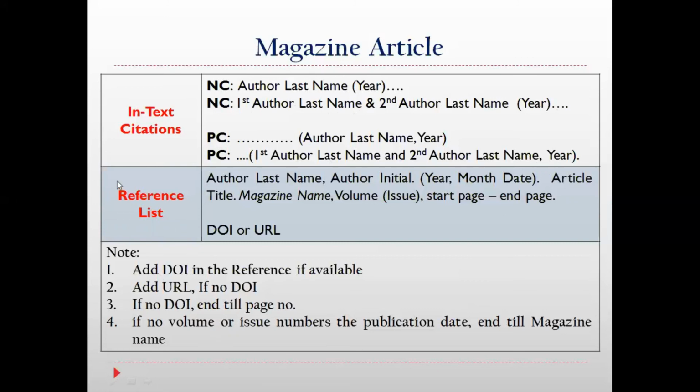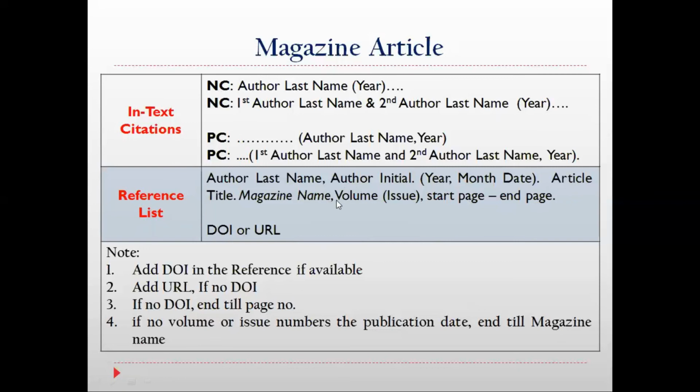In the reference list, it will appear as the author last name, author initial. It will be the same for all, no matter how many authors there are. Then the year in which the article was published, the month and date within parentheses, the article title, and the magazine name, which should be in italics. Then you have a comma, and then the volume, the issue, a comma, and the start page to end page, or the page range. If it's available online, you keep the DOI. If you don't have a DOI, then keep the URL. In case the magazine does not have a volume or issue, you can add only up to the name of the magazine.